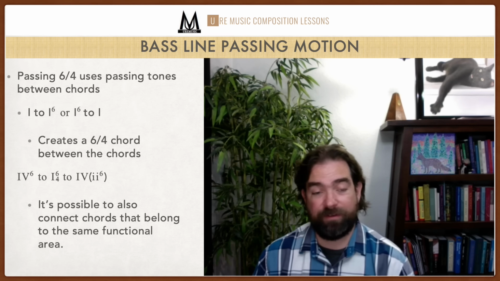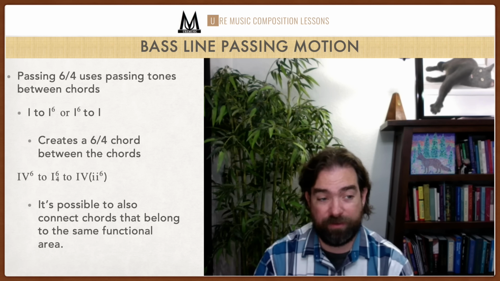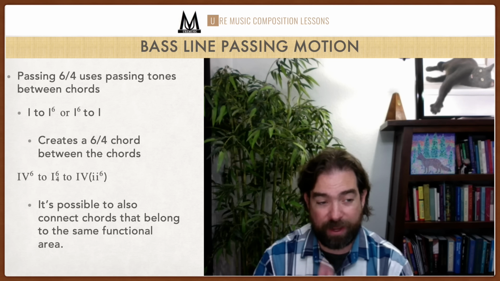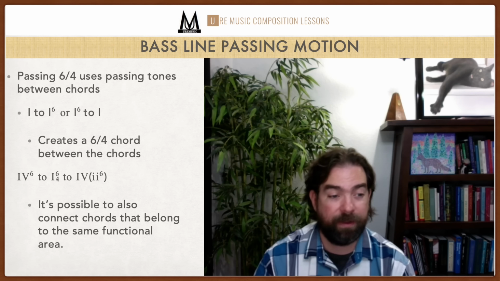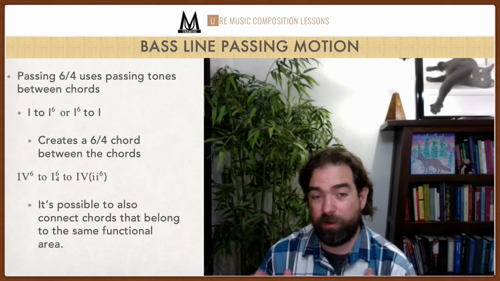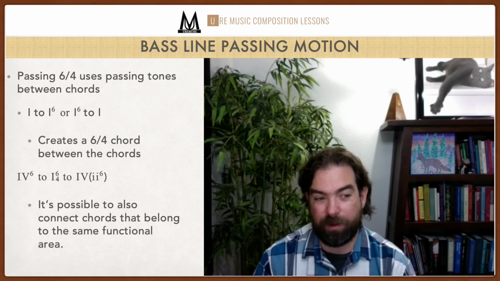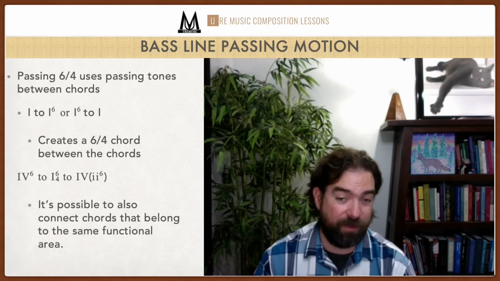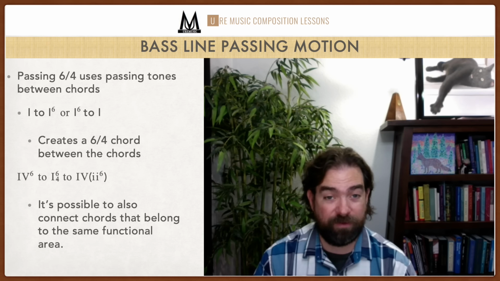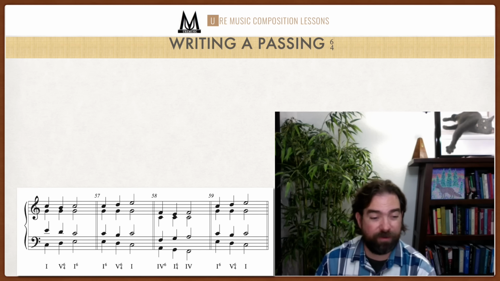So here are some basic guidelines that'll just kind of help you out with the passing 6/4. It uses passing tones between 2 chords. So typically you go from a 1 to a 1/6 or a 1/6 to a 1. And that will naturally create this 6/4 chord motion if you fill in the chord tones between the 2 chords. The 4/6 to the 1/6/4 can go to a 4, or you can substitute the 2/6 chord. So it's possible to connect chords that belong to the same functional area as long as you can create that stepwise motion in the bass or in one of the voices if you want to make it more of like a pedal 6/4 chord. So here are a few more examples.